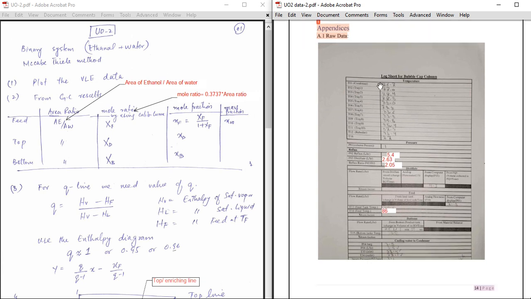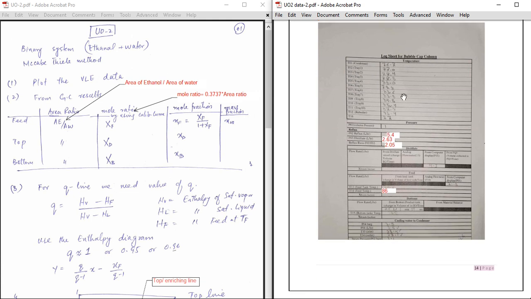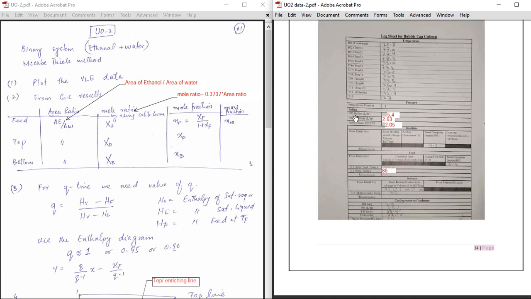For the bubble cap, for example, you know the feed and the temperatures of the different stages here, in the tray column, and here you know the reflux ratio. So you know F02, the reflux, and distillate, and the reflux ratio will be F02 over F03, 2.05. These are the important things, that's why I have highlighted them.